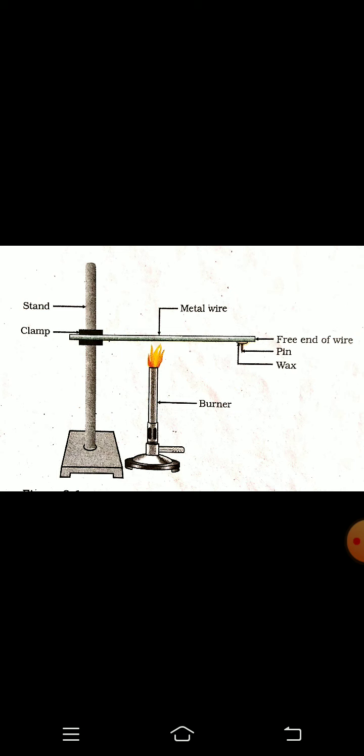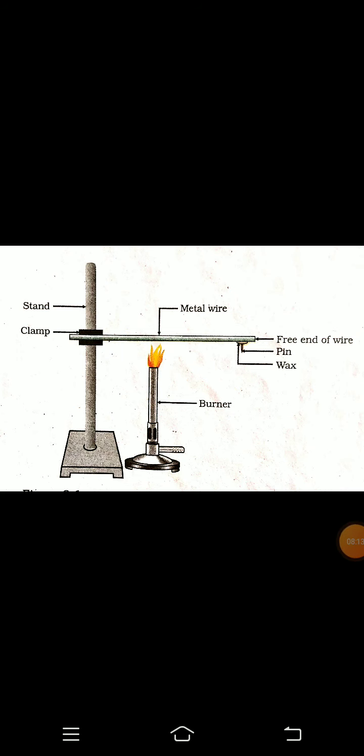Now what to do? We have to heat the wire with a spirit lamp, candle or a burner near the place where it is clamped. So the part of the wire where it is clamped, we have to heat by a candle or a burner or a spirit lamp. After some time we have to note the observation.